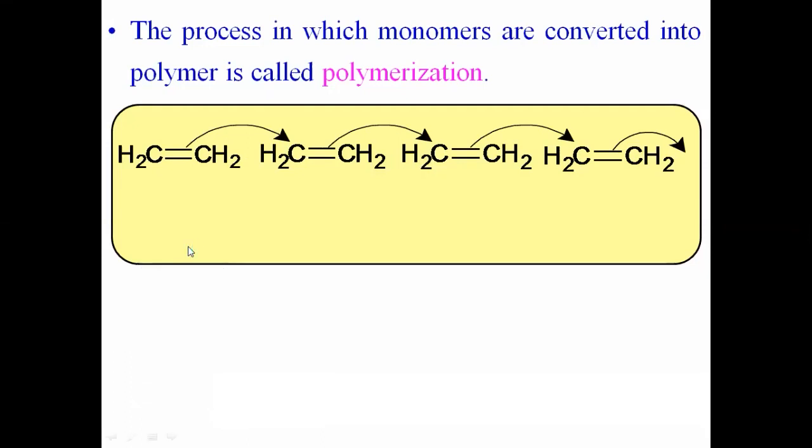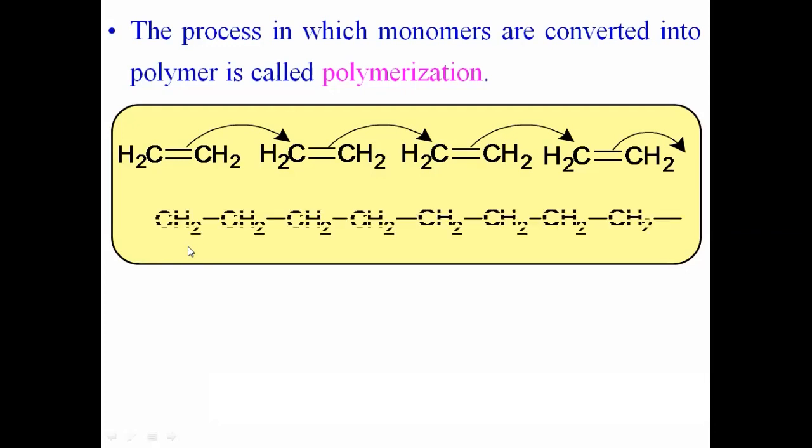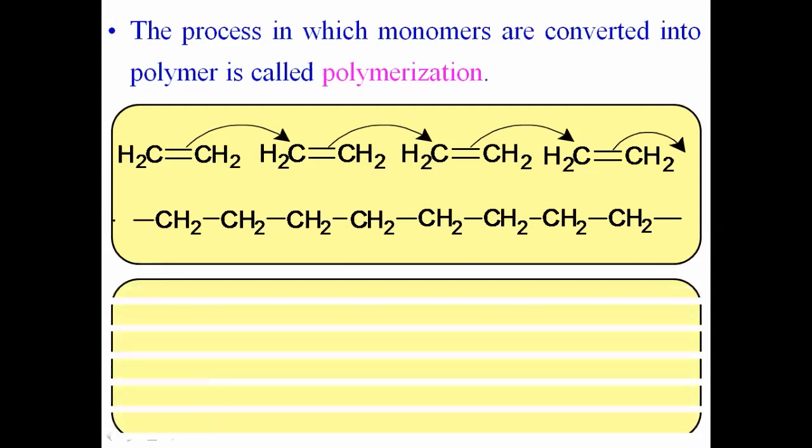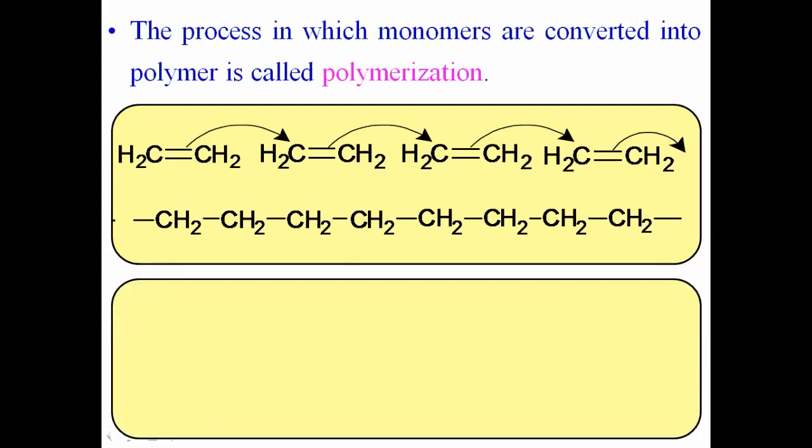This is the long chain compound formed after addition of ethylene molecules, and that molecule is called polythene. CH2, CH2, CH2, a long chain compound is formed. The last carbon again has a bond with another carbon, and here also that carbon has a bond with another carbon. Thus there is a long chain of carbon, and this is called a polymer. That process is called polymerization.